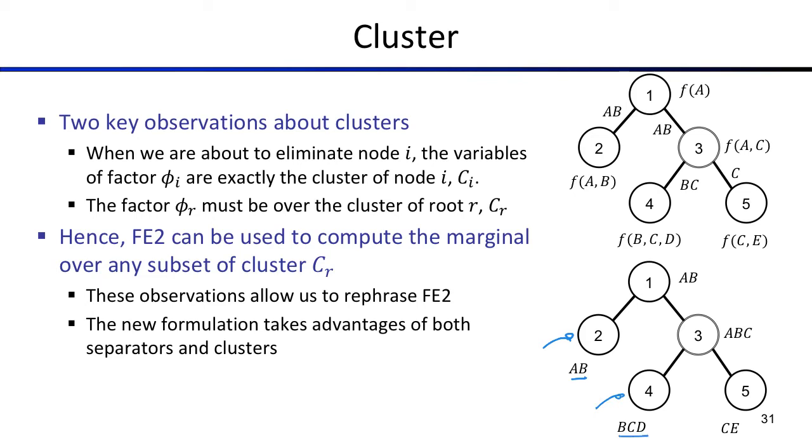And that's an important observation, because when we think about the root node that will have our answer, that node will have the variables in the cluster associated to that node. So in this case here, when we look at this node, it will have the marginal over A, B, and C, and we can use that node to answer queries about A, B, and C.